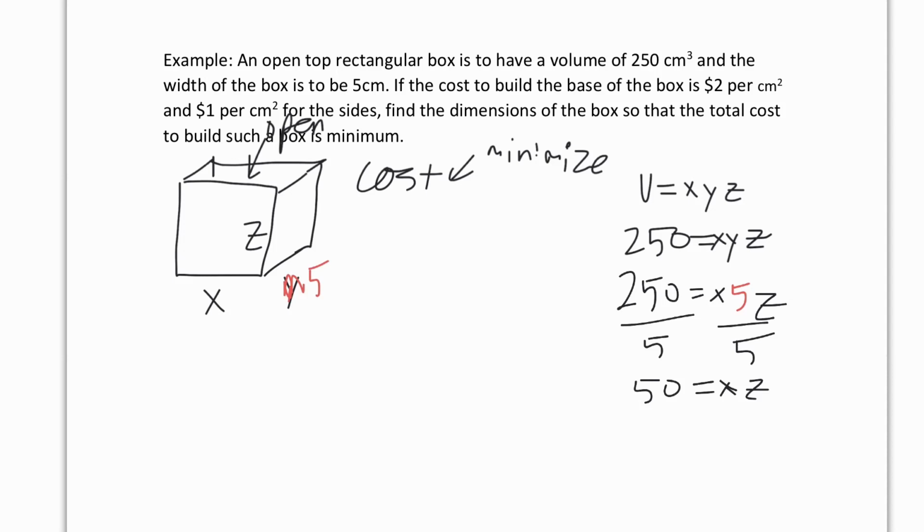Now let's try to find a function for cost. So C, well, we're going to pay $2 per square centimeter on the bottom. So we're looking at surface area, and the bottom is going to have an area of 5 times x. Then we're going to pay $1 for the sides. So if you notice, there's a front and a back. So that's going to be xz, sorry. So xz for the front and xz for the back, so 2 of them. So this is front and back.